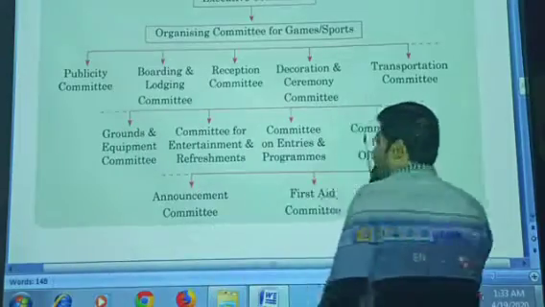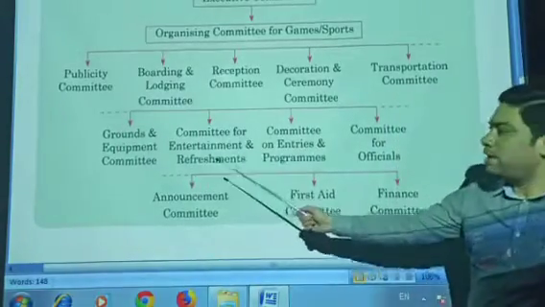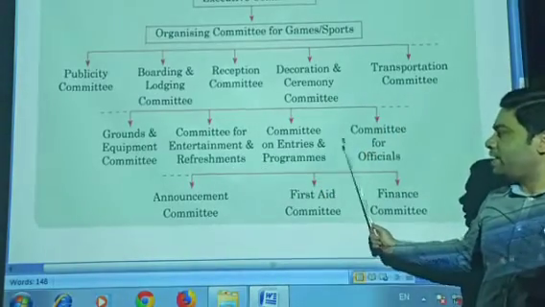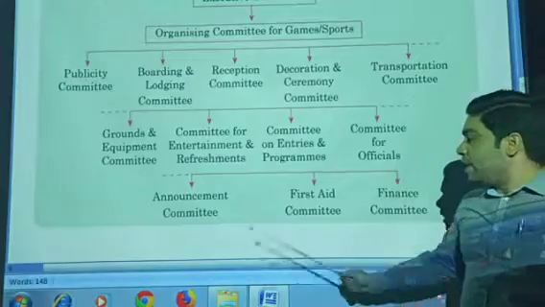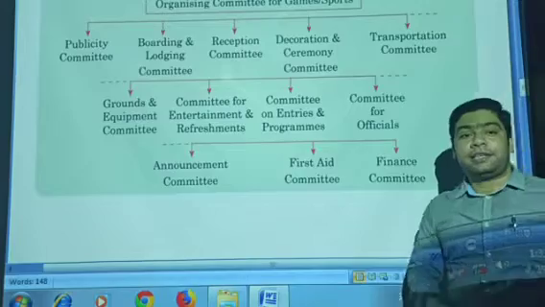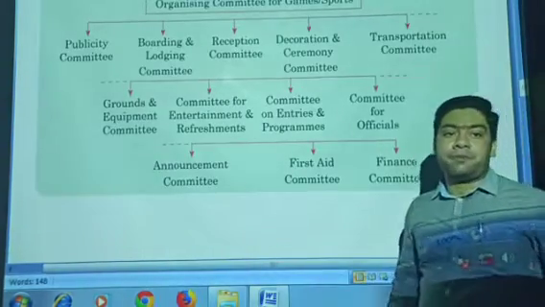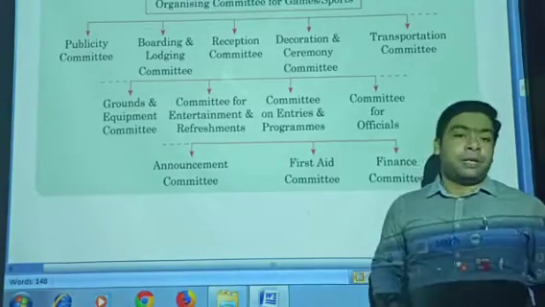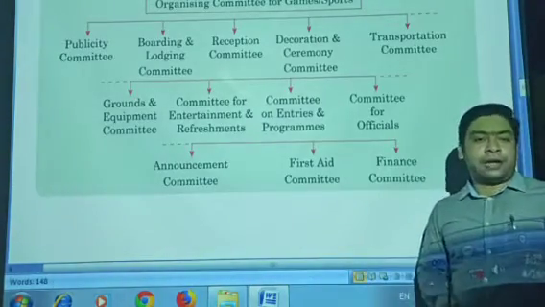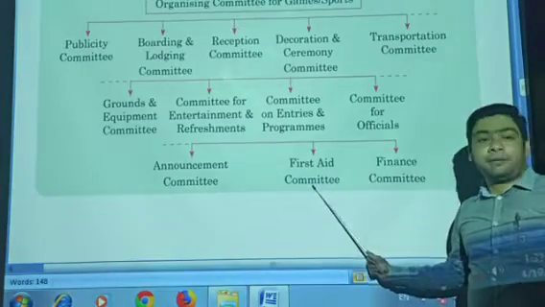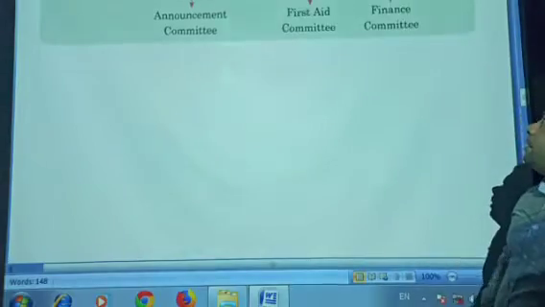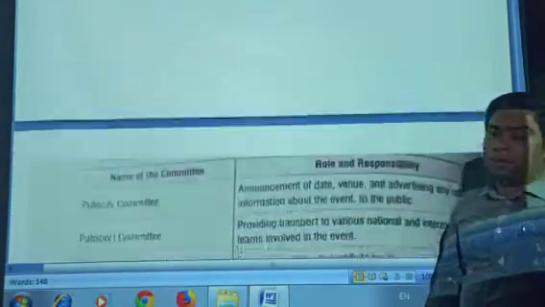After that, some other committees and subcommittees are there: the Grounds and Equipment Committee, Committee for Entertainment and Refreshment, Committee of Entries and Programs, Committee for Officials, Announcement Committee for announcements and commentary, and the First Aid Committee. At the time of the game, in between games, some doctors and the First Aid Committee must be there, because if any kind of casualty or accident takes place in the game, it will be managed by the First Aid Committee. And the last one is the Finance Committee: how the money will be arranged for that game.